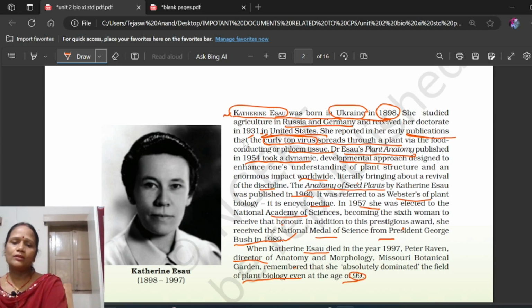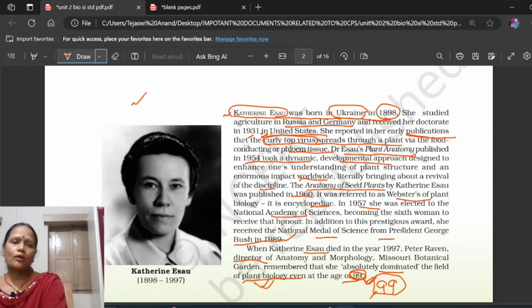What a wonderful age, what a wonderful number. This is not a number, this is the age. This is the age of 99, and the director appreciated that great scientist, because she had dominated the field of plant biology. She had two books: Anatomy of Seed Plants and another, Plant Anatomy.